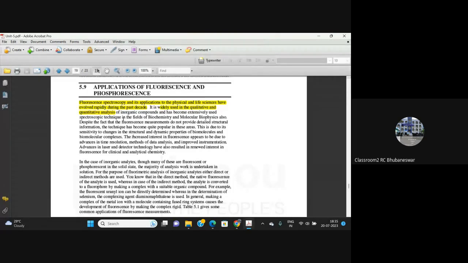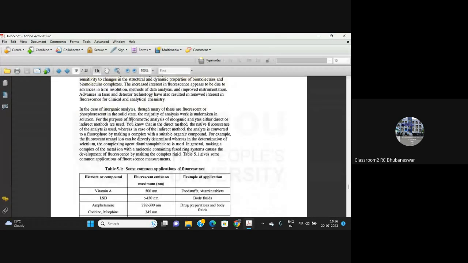Fluorescence spectroscopy and its application to physical and life sciences have evolved rapidly during the past decades. It is widely used in qualitative and quantitative analysis. Quantitative analysis means concentration related, right? If your molecule gives good, intense fluorescence, then you can say the population or concentration is more. Then by plotting a reference sample or calibration plot, you can also predict the concentration of an unknown sample.